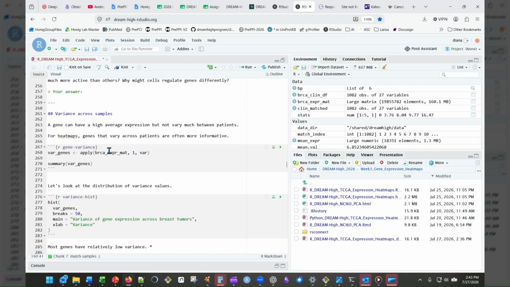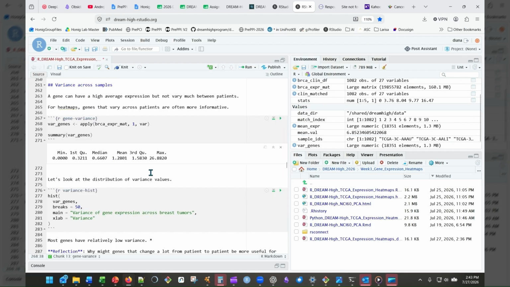So we're going to use apply on the rows to get the variance of all the genes and look at that summary. Okay, so we have a median and mean of variance and a maximum of 27. It doesn't really mean all that much to me. Let's take a look at the histogram.